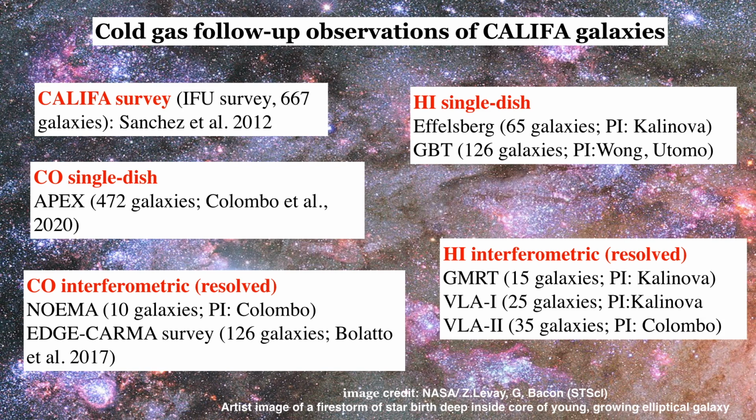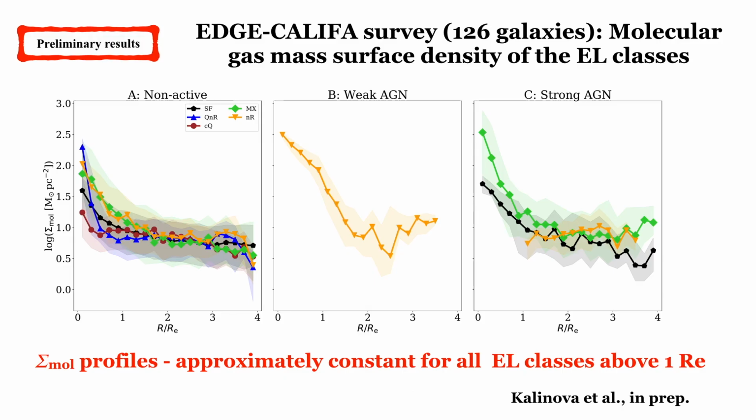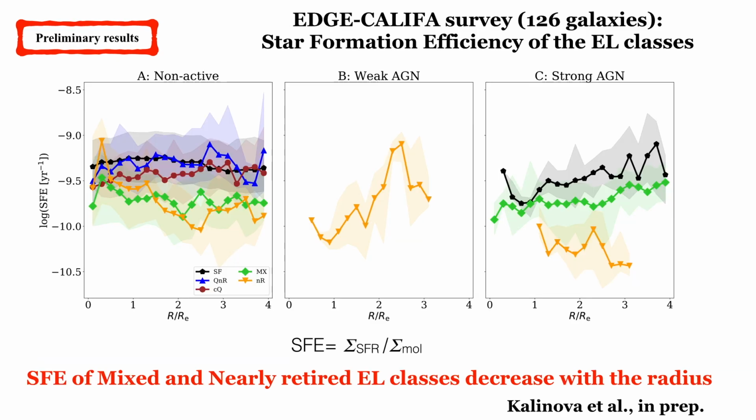Further exploration on this topic will be done with follow-up H1 and CO observations as described here. Preliminary results from the EDGE-CALIFA survey indicate that there is a trend of constant molecular gas mass surface density profiles across the quenching stages, especially above one effective radius. On the other hand, the star formation efficiency of the galaxies is not constant for all quenching stages and throughout their radius. Mixed and nearly retired galaxies show declining star formation efficiency profiles, which also have lower values in contrast to the rest of the quenching classes. This indicates that even though there is molecular gas in those galaxies, something suppresses the star formation in those regions.